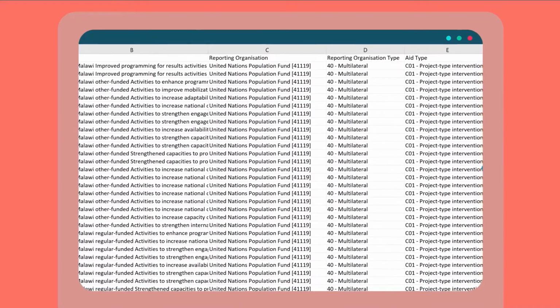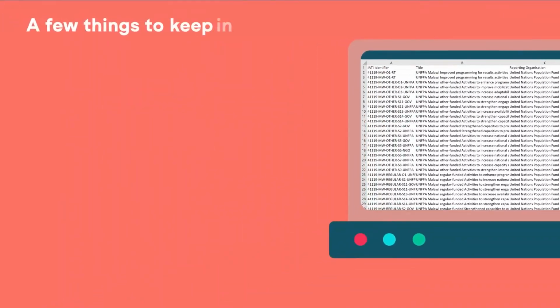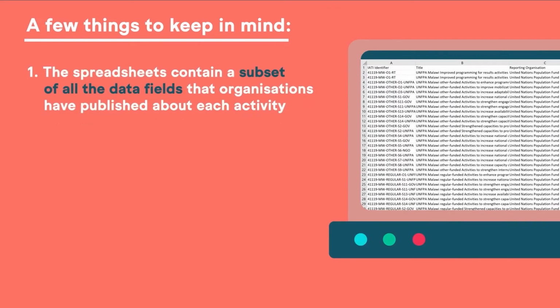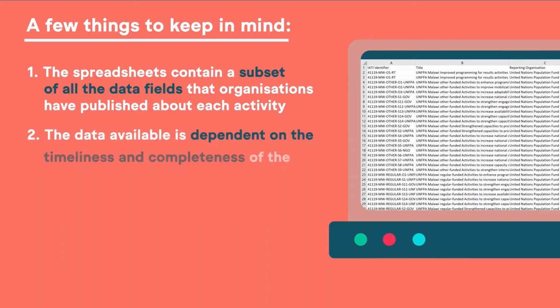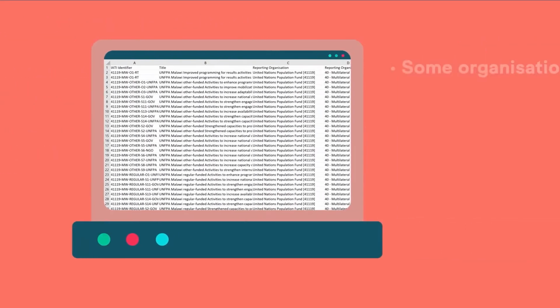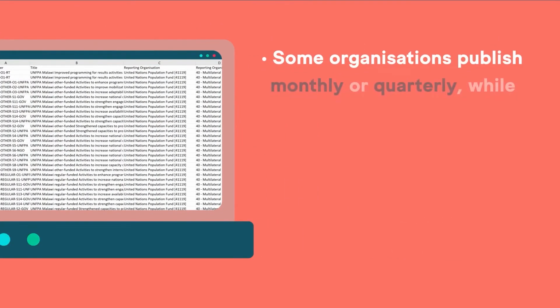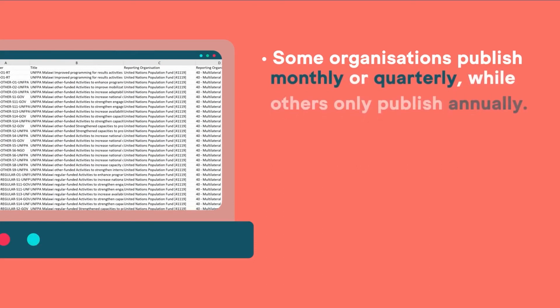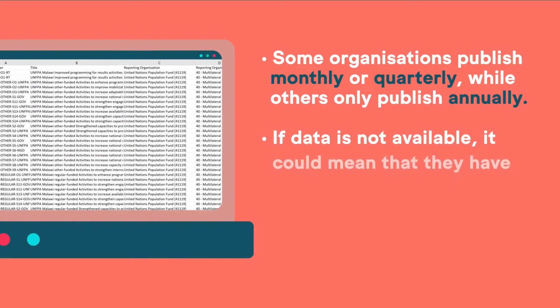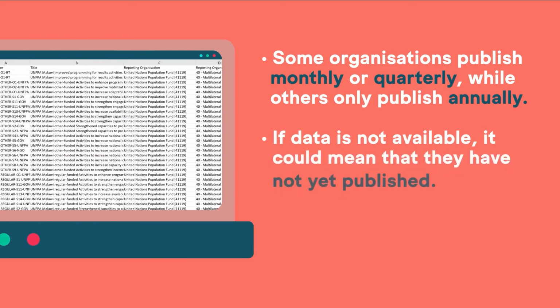Before you start accessing this data, here are a few final things to keep in mind. First, the spreadsheets contain a subset of all the data fields that organizations have published about each activity. Second, the data available is dependent on the timeliness and completeness of the data published to IADI. Some organizations publish monthly or quarterly, while others only publish annually. If data is not available for a particular organization that publishes to IADI, it could mean that they have not yet published for the time period you are analyzing.